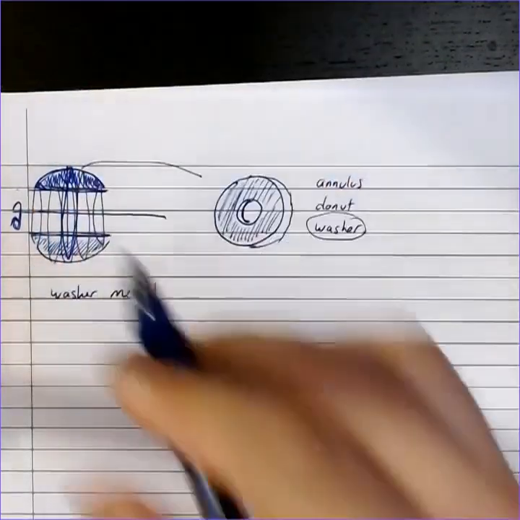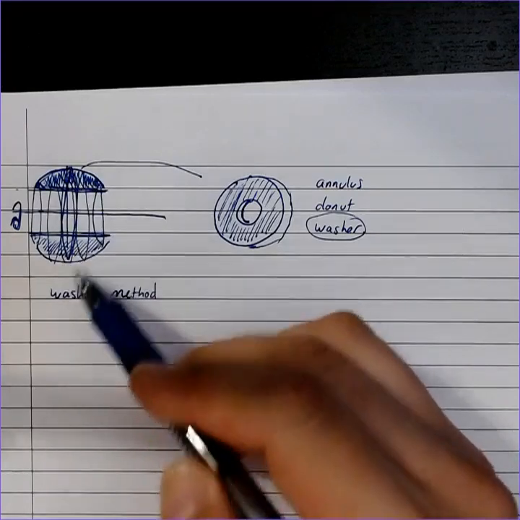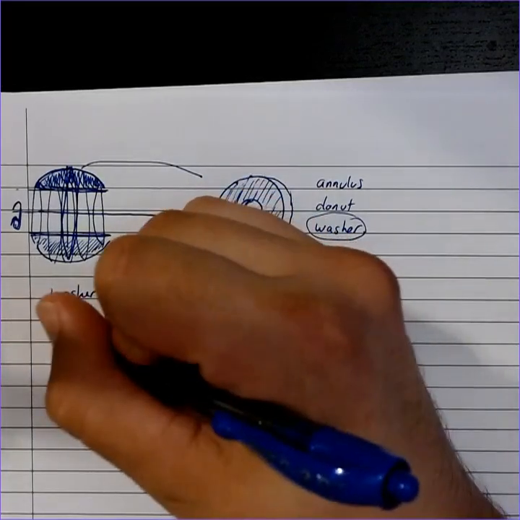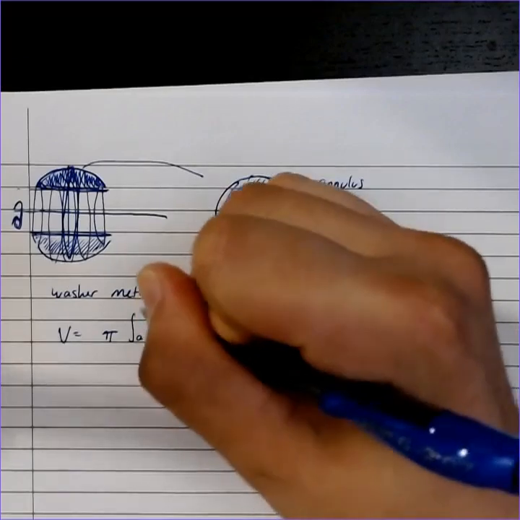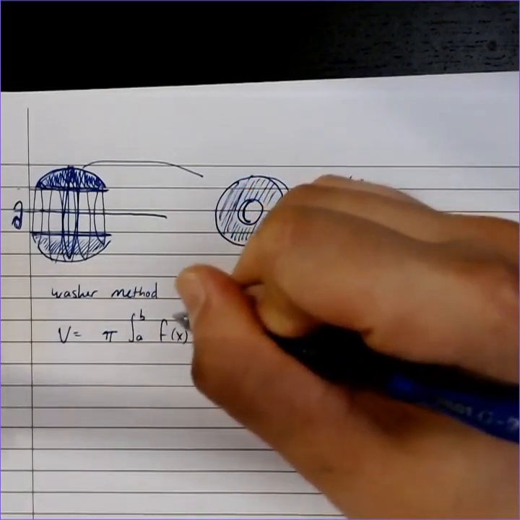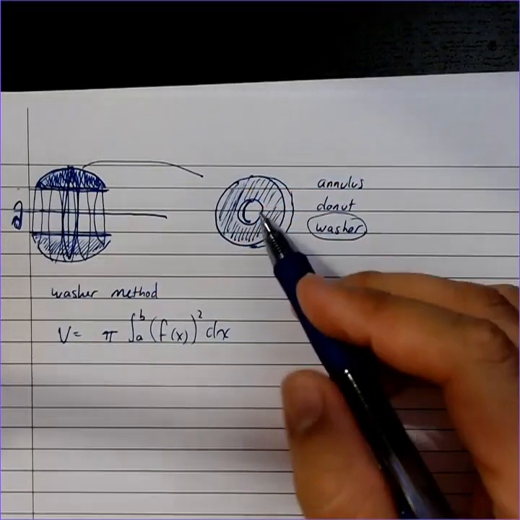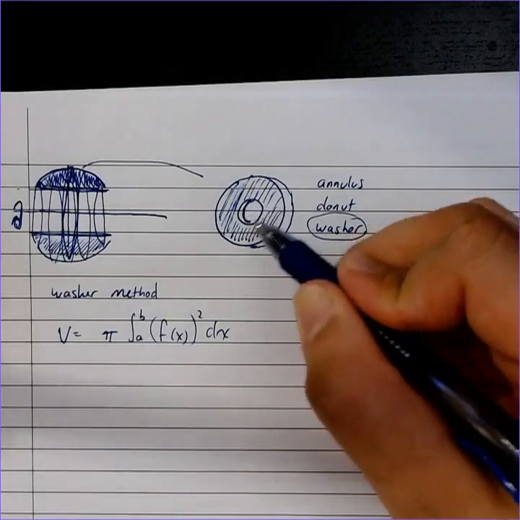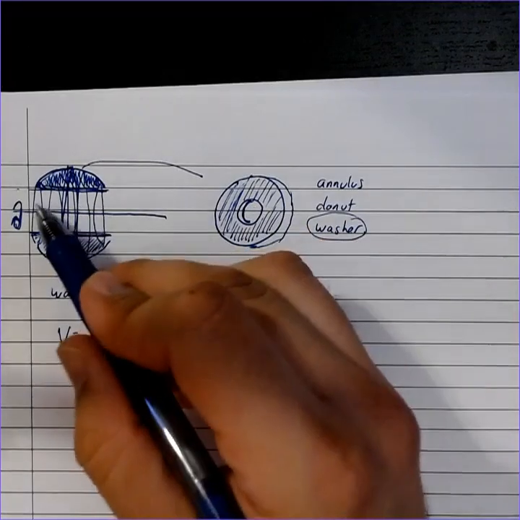The washer method says, okay, I'm going to go ahead and slice this up, and when I take a thin slice, it's going to give me a disk. Okay, so I know how to find the volume of a disk. It's going to be pi times the integral from a to b of f of x quantity squared dx. Oh yeah, but the problem is I don't have that hole in the middle. I'm missing that region.